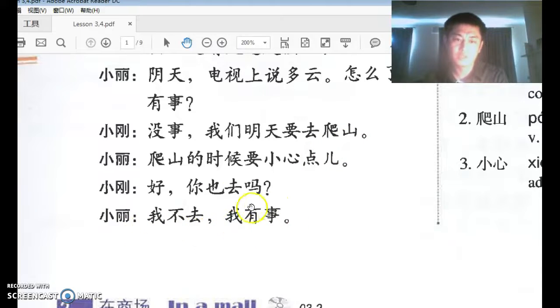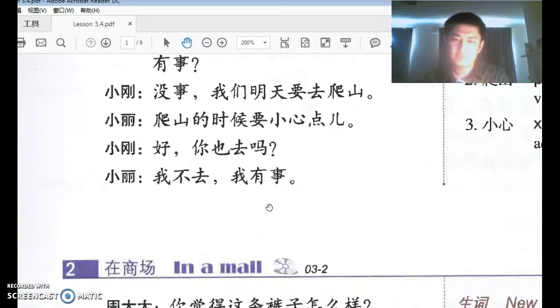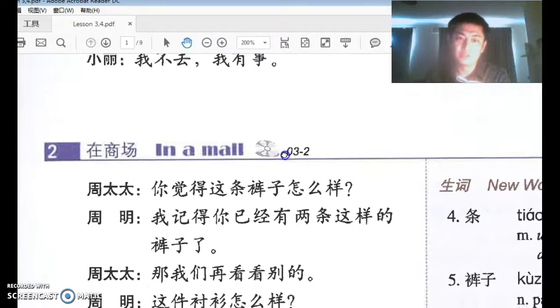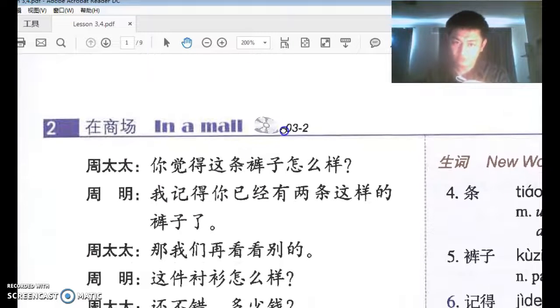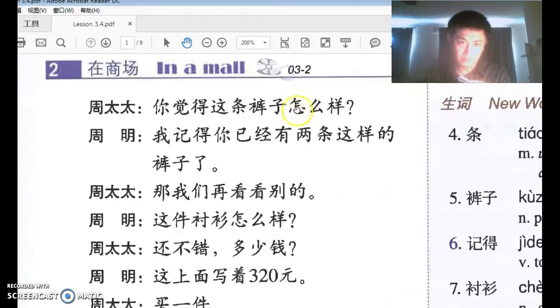我有事。有事 is a very useful phrase in Chinese. I have business, I've got something to do. It's quite blurry, quite obscure, ambiguous. But I have business, I have matters. So we use that a lot instead of disclosing what you are going to do. Sometimes all you have to do as an excuse is say 我有事.